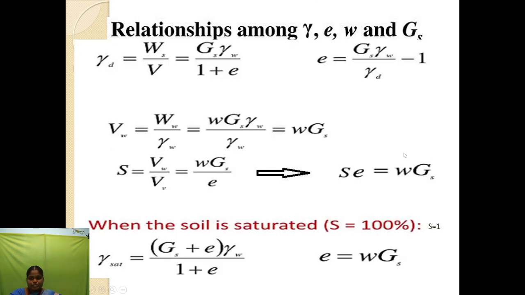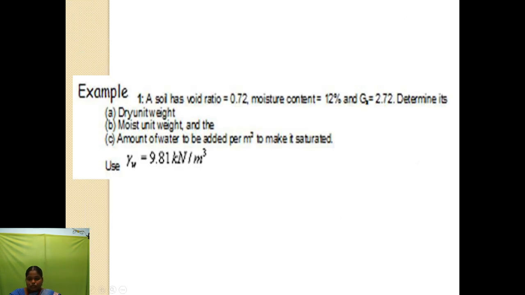This is for the relationship among unit weight, void ratio, water content, and specific gravity. So the relationship is also calculated. The final formula can be used for gamma saturation. Gamma saturation equal to G, specific gravity, plus void ratio, into unit weight of water, divided by 1 plus e. That formula can be used for future use.